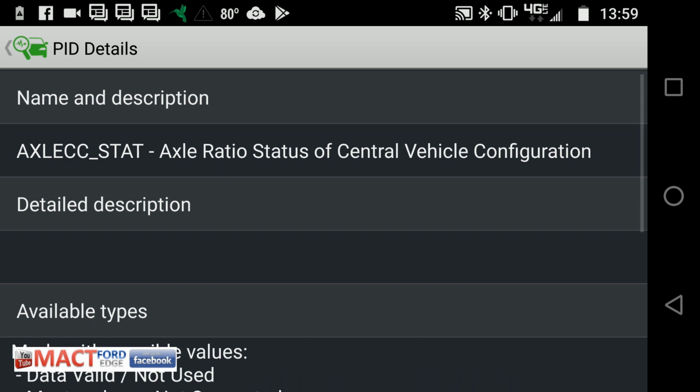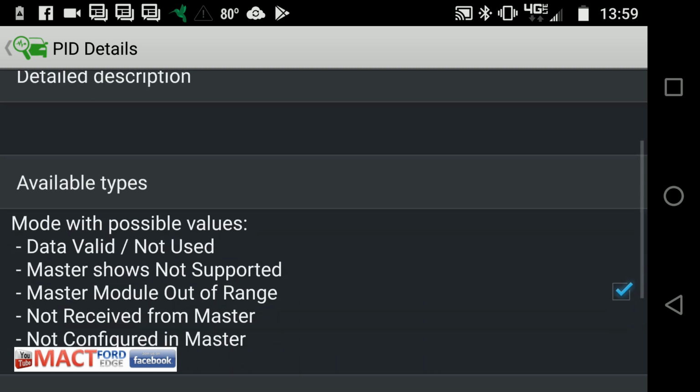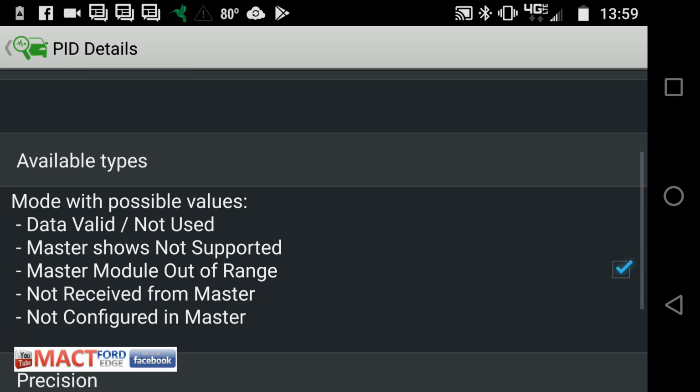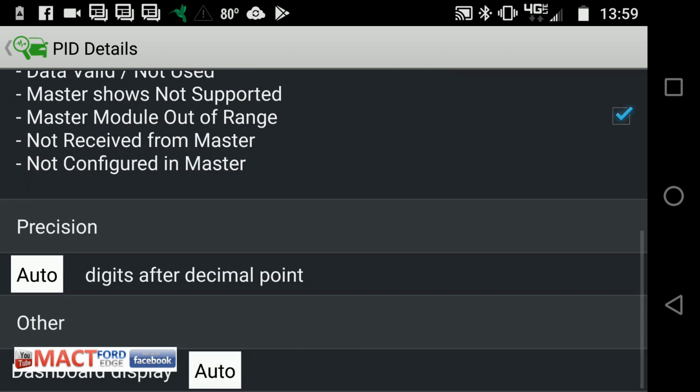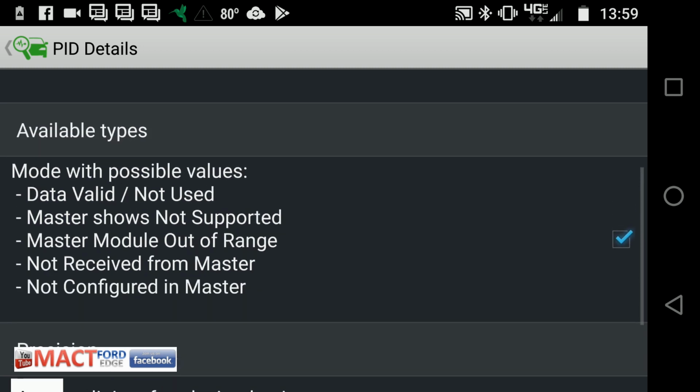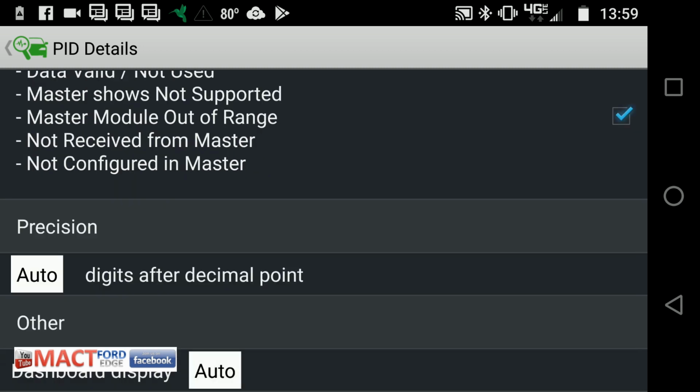And last but not least, we have our axle ratio status of central vehicle configuration. Axle ECC underline stat. Detailed description, nothing there. But available types: mode, with the possible values being data valid, not used, master shows not supported, master module out of range, or not received from master, or not configured in master. Basically, nothing else will show on this, other than digits with a decimal point. So I'm not quite sure what you'd be doing with this, but it could be a diagnostic tool to help you determine what's going on with your PTU.